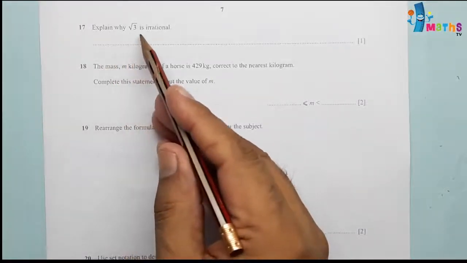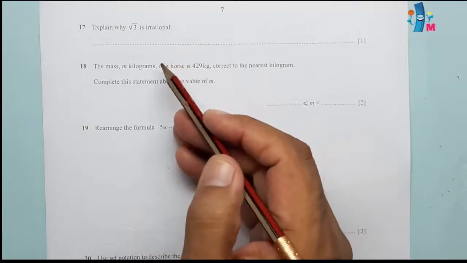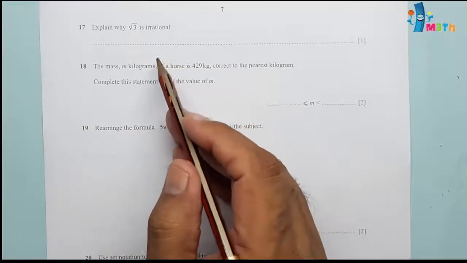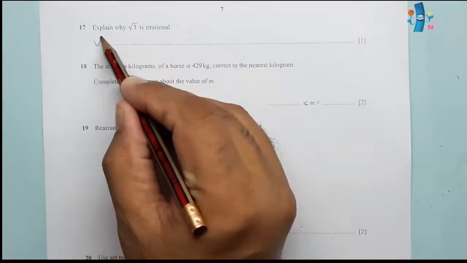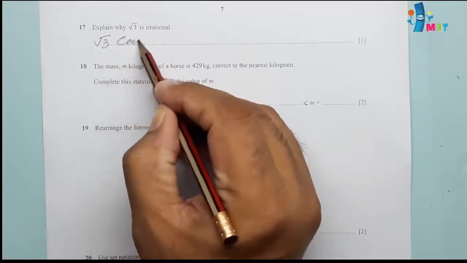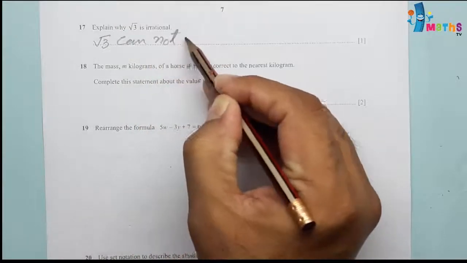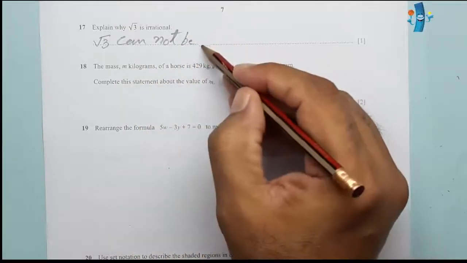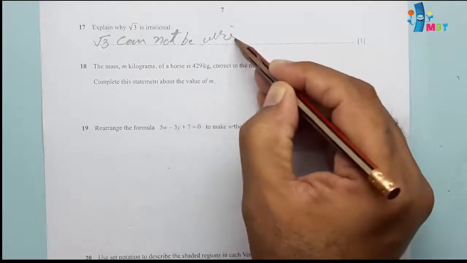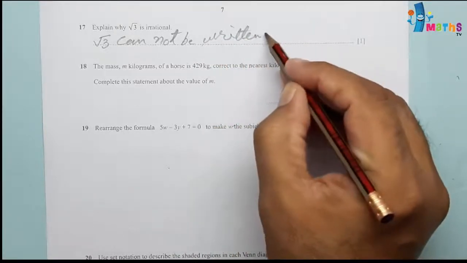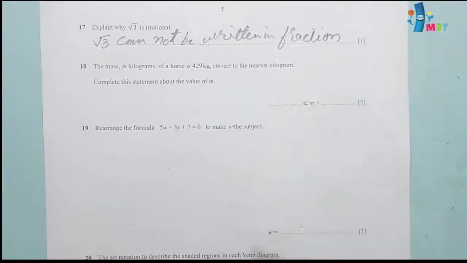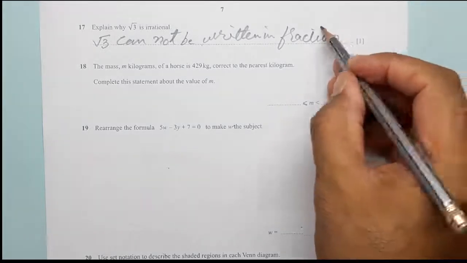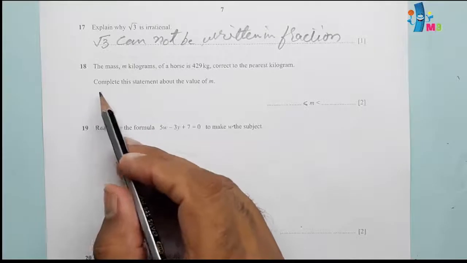Explain why root 3 is an irrational number. Irrational numbers are the numbers which cannot be written in fraction format. So we can write that root 3 cannot be written in fraction, so this will be an irrational number.